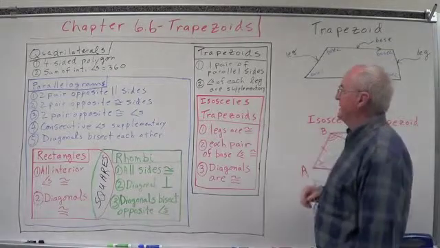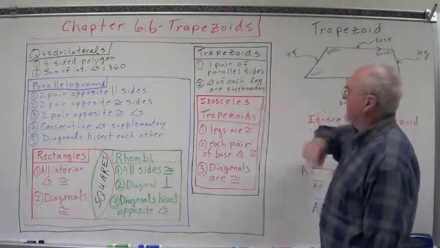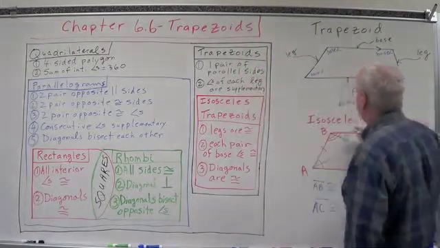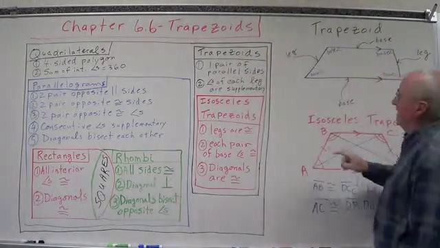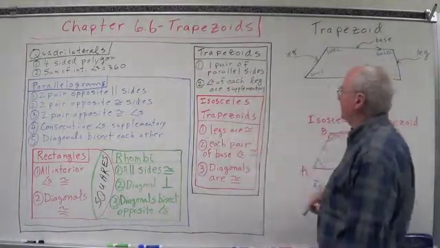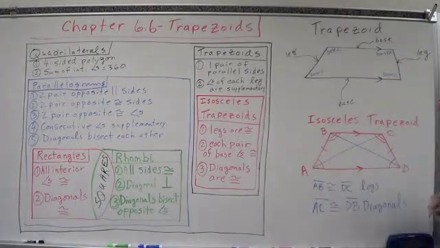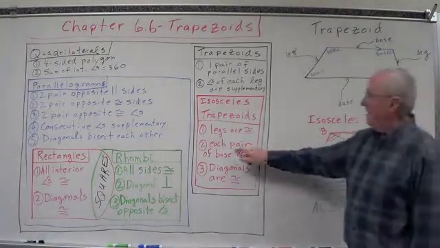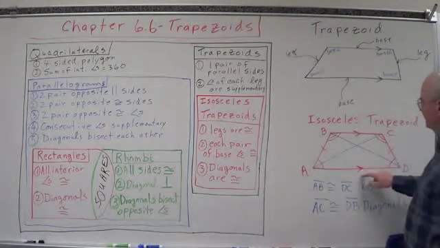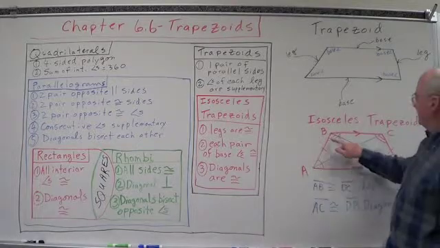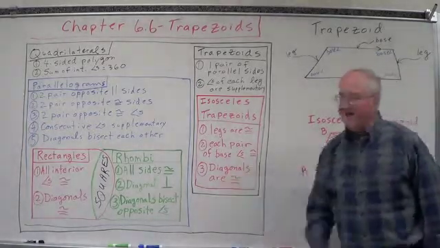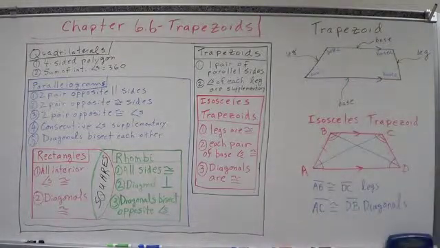What are the extra characteristics or rules underneath the trapezoid? Well, we have one pair of parallel sides. The angles of each leg are supplementary, and the legs are congruent. The legs are the same length. Each pair of base angles is congruent. So this angle and this angle that belong to this base are congruent. This angle and this angle belonging to this base are congruent. And the diagonals are also congruent.